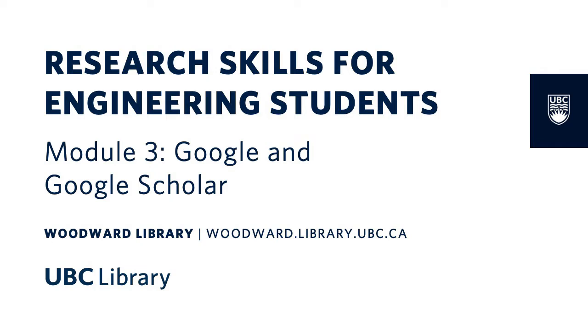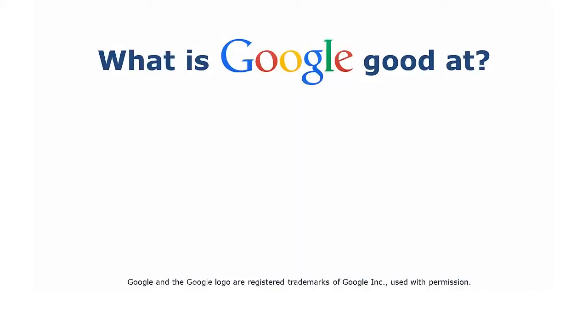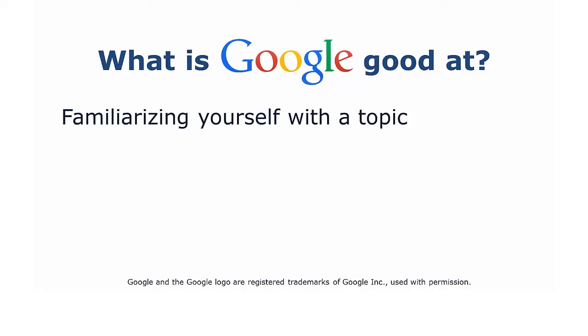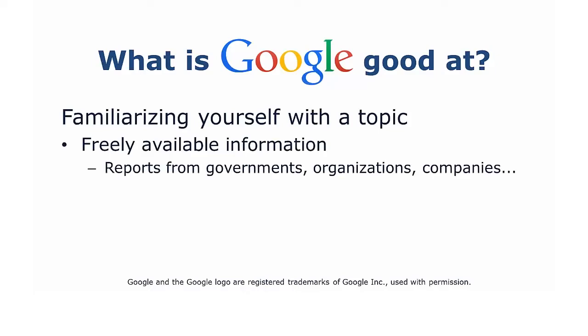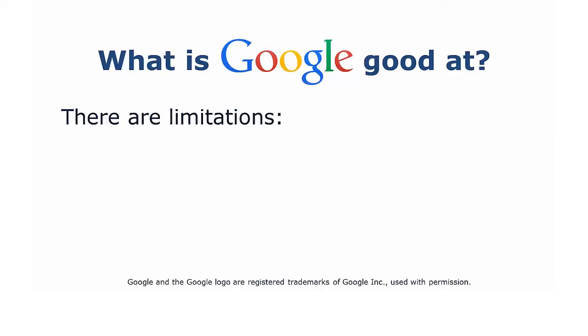for searching them effectively. UBC Library provides access to many academic and scholarly resources, which will be covered in the next modules. But Google is a great place to start when you're familiarizing yourself with a topic. It can be helpful in finding freely available information, such as reports from governments, organizations, companies, and so on.